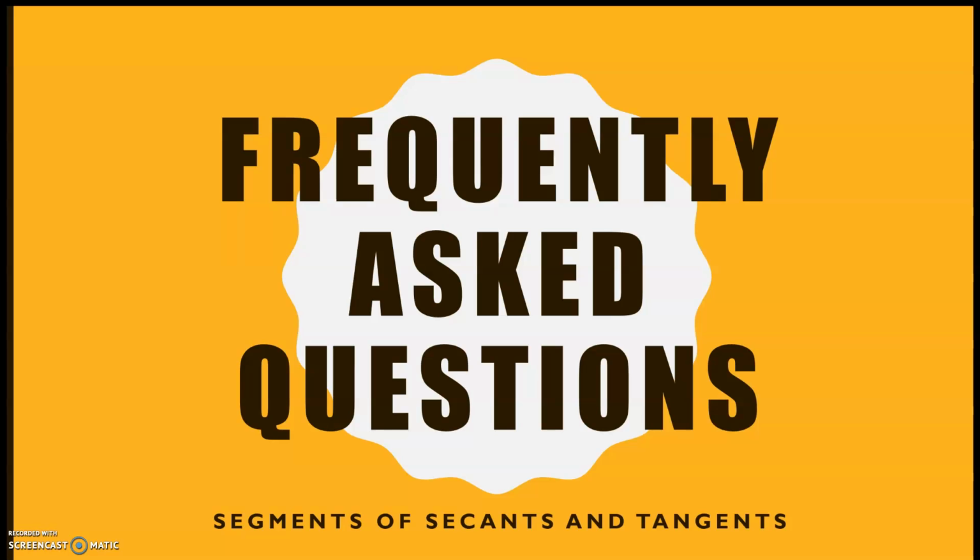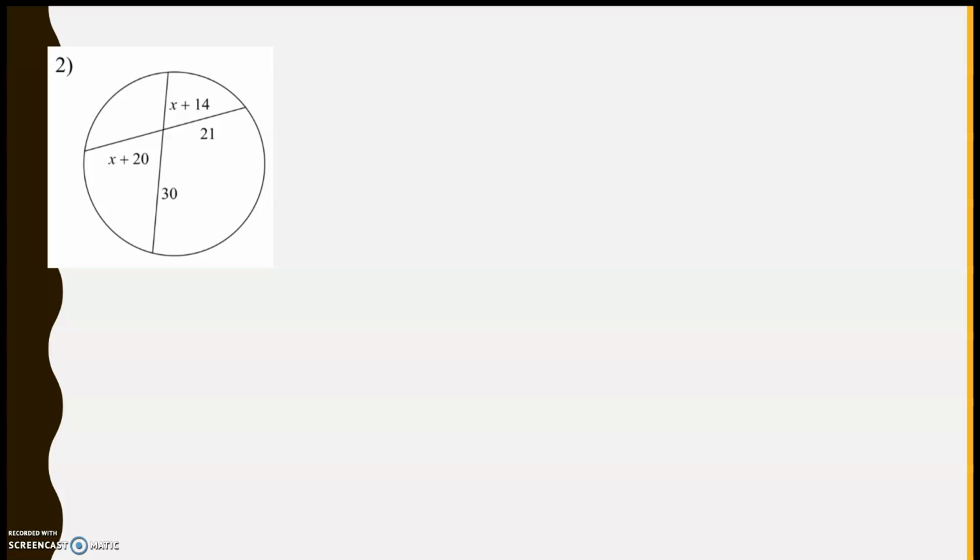Hi guys, I had 3 questions that were asked for last night's homework. The first one is dealing with 2 chords. The product of the chord is equal to the product of the other chord. So I'm going to multiply this part times this part.